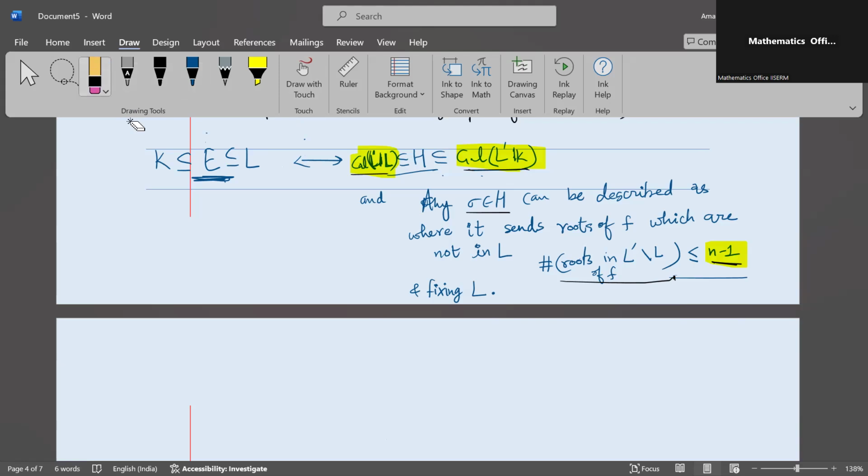There are some, this description is for this group.